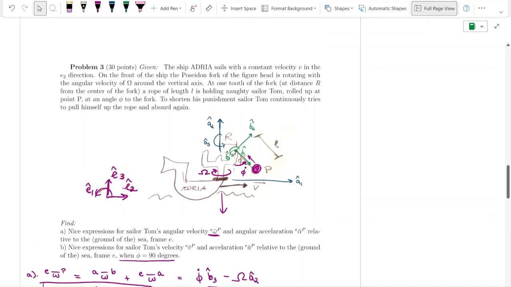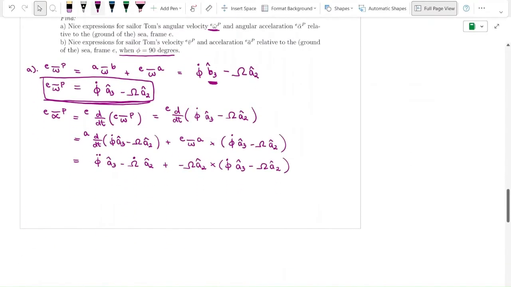And it doesn't say anything about things being constant. It only says that v is constant, so v dot is equal to 0. But for this, it doesn't say that anything is constant either. So we cannot assume that anything equals 0, so we just keep these terms here.